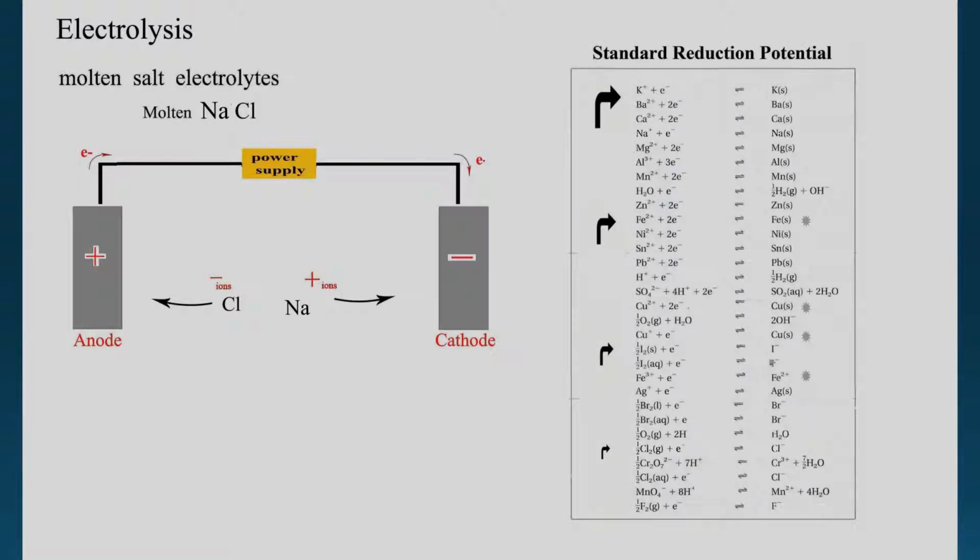Now we look at the standard reduction potential. Cl and Na, we highlighted. These two are the one reaction. And how's the electron flow? Remember, in an electrolytic cell, from anode flows up to cathode. At the anode, chloride ion becomes chlorine gas. At the cathode, sodium ion becomes sodium, a metal.